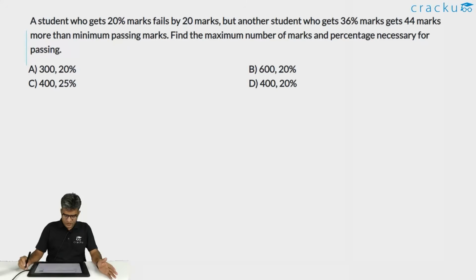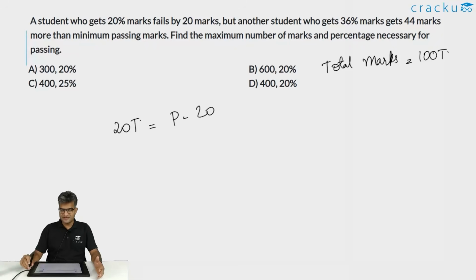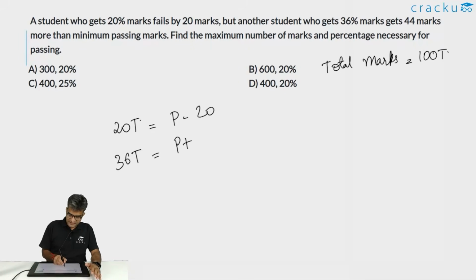So in this question, we are told that a student who gets 20% marks fails by 20 marks, but another student who gets 36% marks gets 44 marks more than the minimum passing marks. Find the maximum number of marks and the percentage necessary for passing. Let us assume that the total marks that are possible in this particular test is say 100T. So when a person is scoring 20% marks, he gets 20T. If the passing mark is P, this 20T is P minus 20. But somebody who is getting 36% marks, that is, if this person is getting 36T, he is getting 44 marks more than the passing mark. So this is P plus 44.